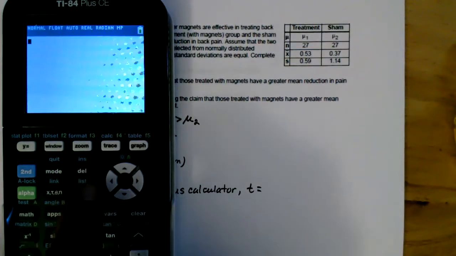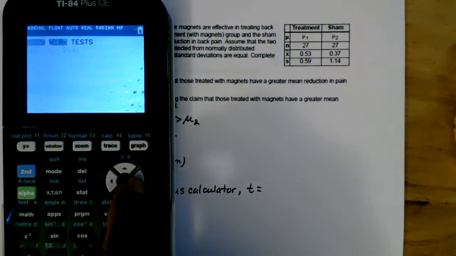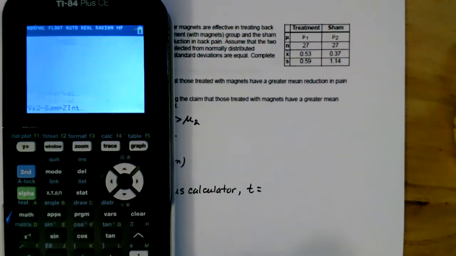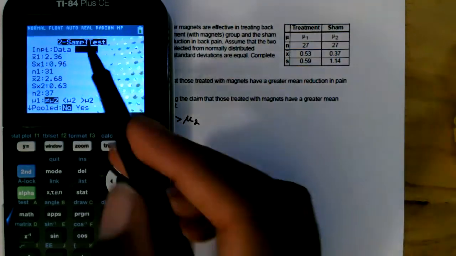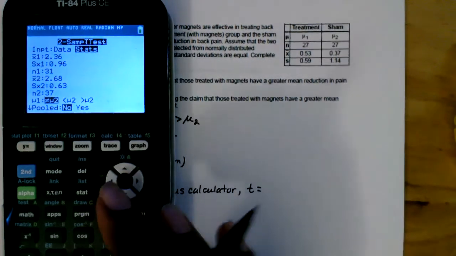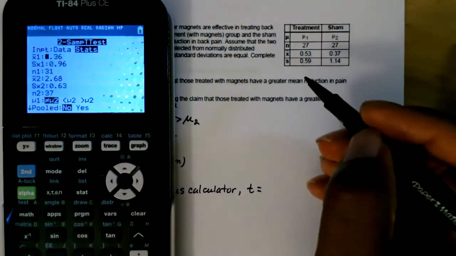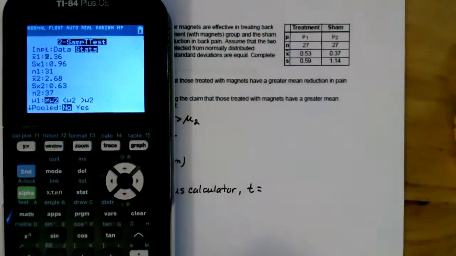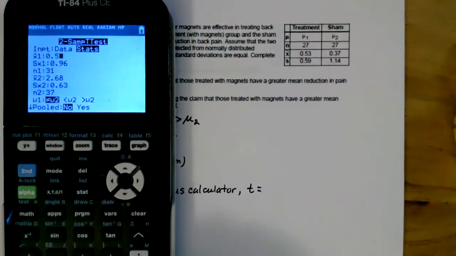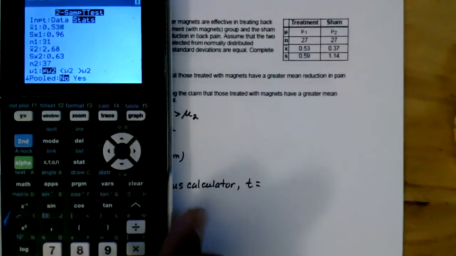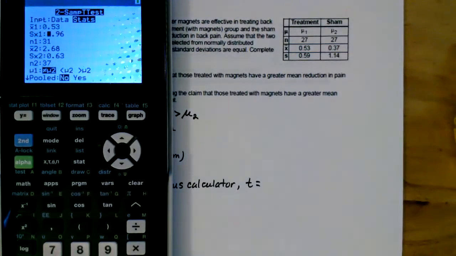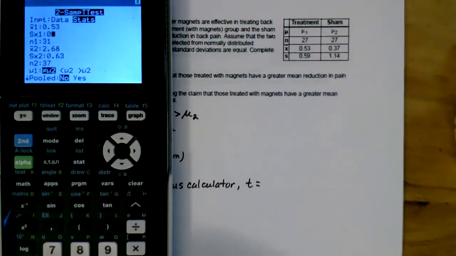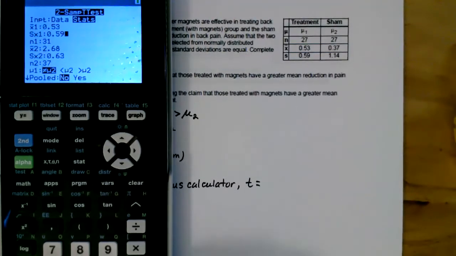Clear this out, go to stat, go over to test. I'm going to select this one for 2-SampTTest. That's what I'm conducting. Stat should be highlighted. So the first column will be x̄1, S1, and n1. Here's x̄1, by the way, that's 0.53. Hit enter. S1, that's standard deviation, 0.59. And n1 is 27.